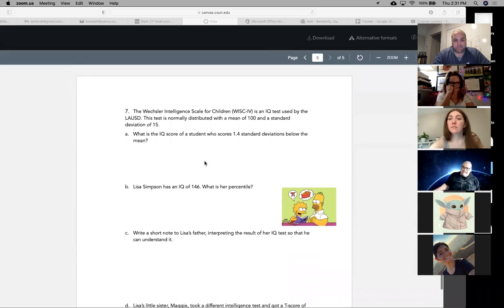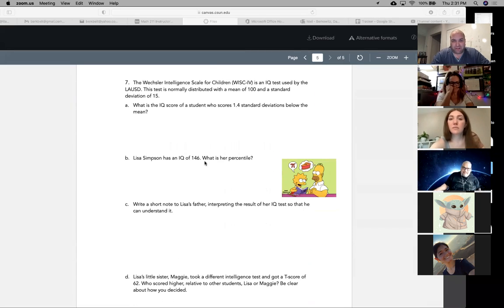All right, number 7. The Wechsler Intelligence Scale for Children, the WISC-4, much better than the first 3, is a test used by the LAUSD. This test is normally distributed with a mean of 100 and a standard deviation of 15. What is the IQ score of a student who scores 1.4 standard deviations below the mean?